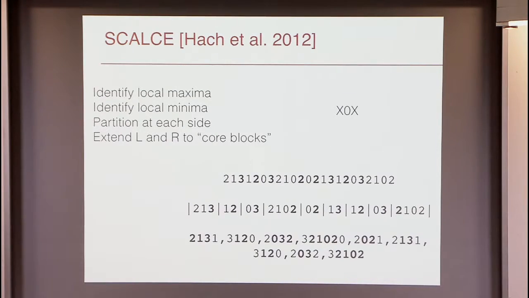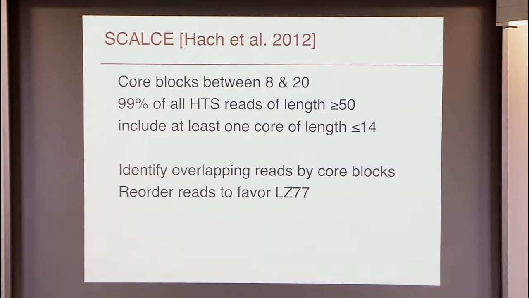Given that, I mentioned the real implementation is more complex. In the real implementation, core blocks are between 8 and 20 bases, and it turns out that in the experiments shown in the paper, 99% of all high-throughput sequencing reads of length greater than 50 include at least one core of length less than or equal to 14. Right? So these things empirically are good at pulling out consistent blocks. Then you just identify overlapping reads by these core blocks and reorder them, and LZ77 does a better job than it otherwise would.